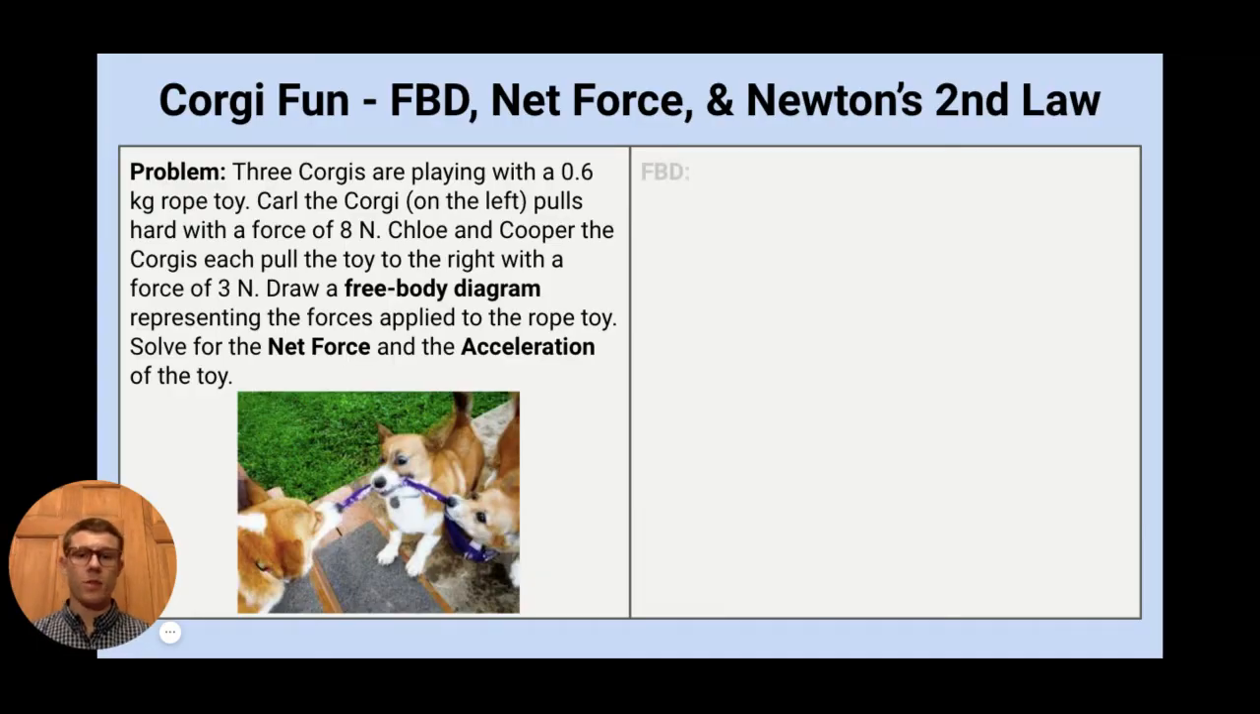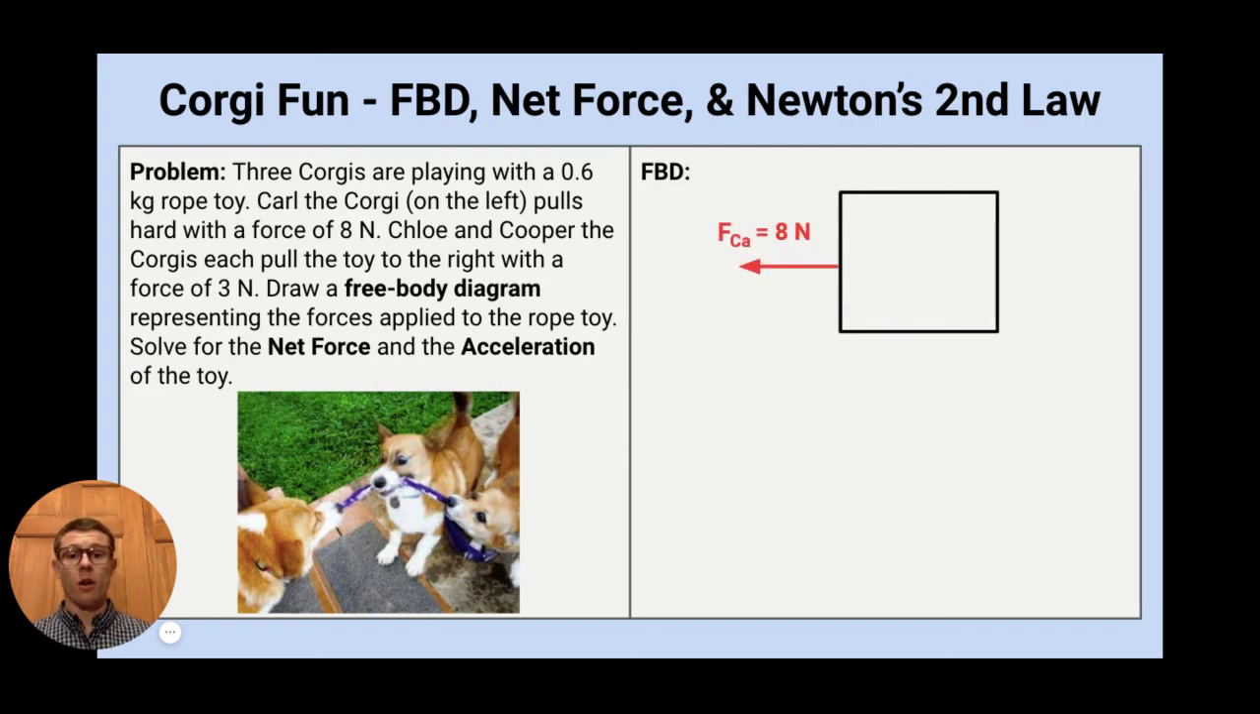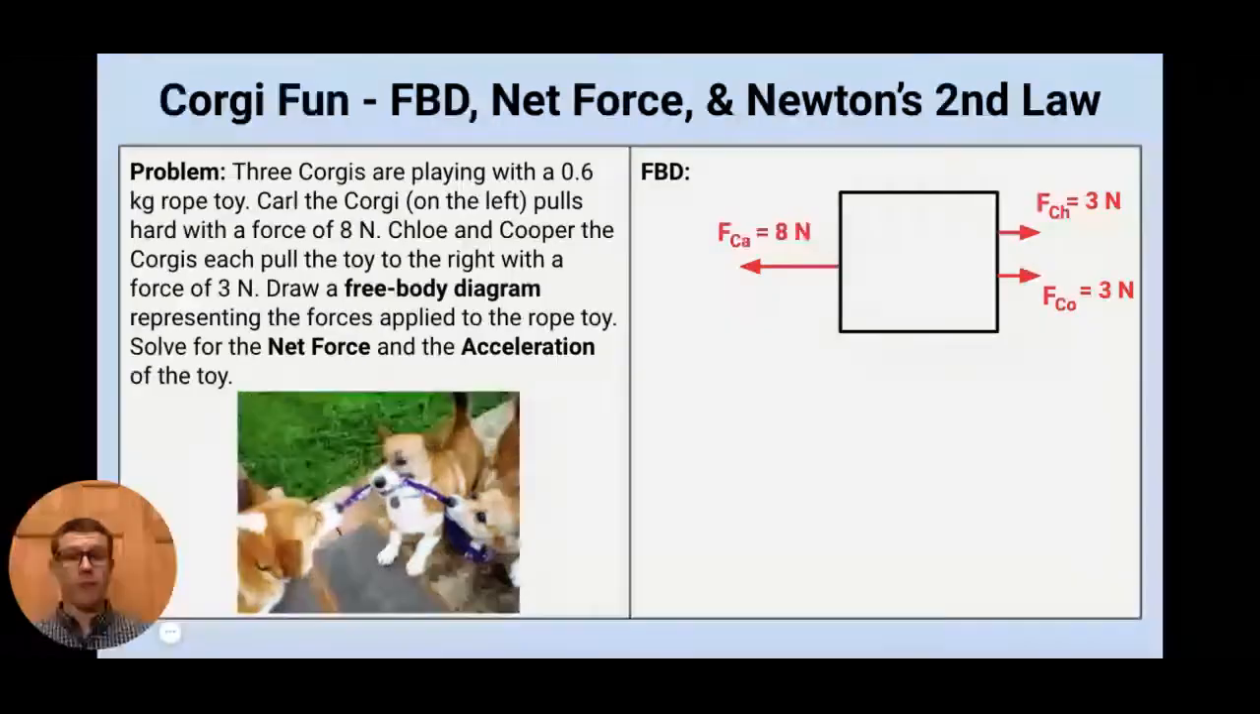So once again, we're starting with our box for our free body diagram. The first force that we're going to take into consideration here is the force due to Carl. Carl applies a force of 8 newtons, and he's pulling to the left. So our force goes to the left of the box. We also have forces due to Chloe of 3 newtons to the right, and a force due to Cooper of 3 newtons, also to the right. So this is our entire free body diagram because we have the 3 corgis all pulling on this toy. Carl pulls to the left, and Chloe and Cooper both pull to the right.